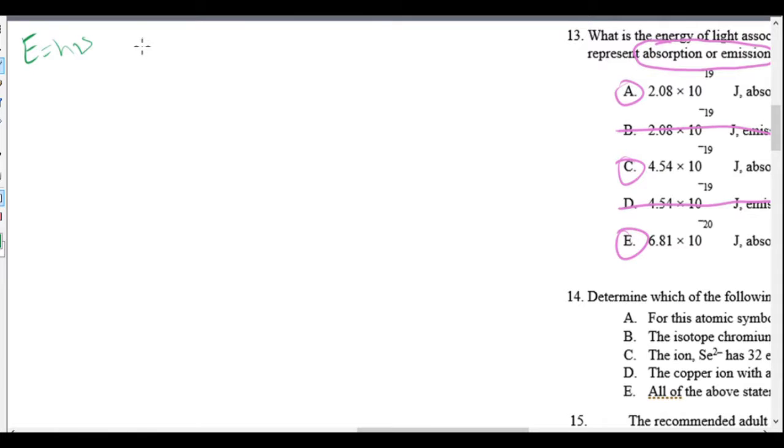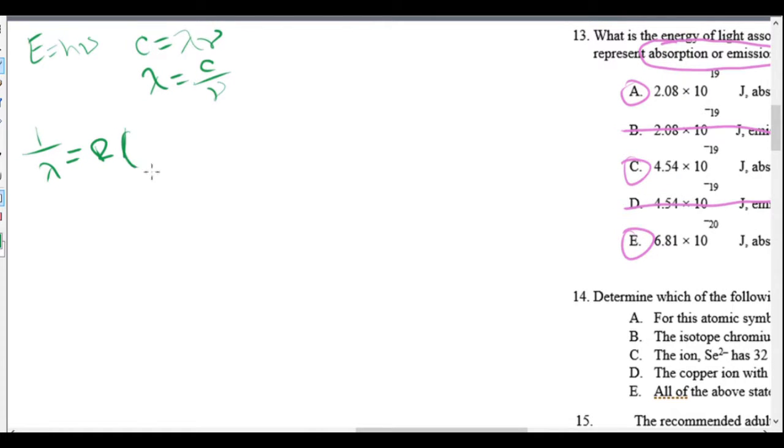and then I said c equals lambda nu, so lambda is going to equal c over nu. The reason I did this is because I'm going to be using 1 over lambda equals R times (1 over n1 squared minus 1 over n2 squared). So if I have lambda equals this, I can also say 1 over lambda is equal to nu over c. So I took that and plugged that into here.